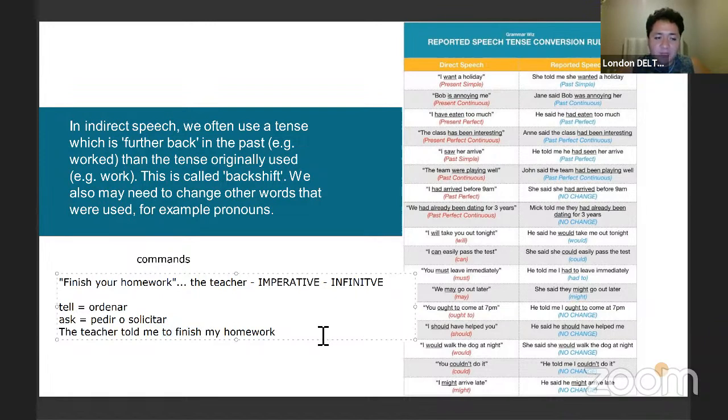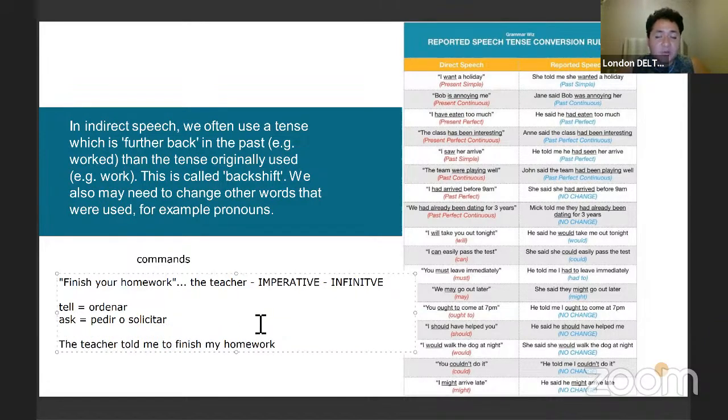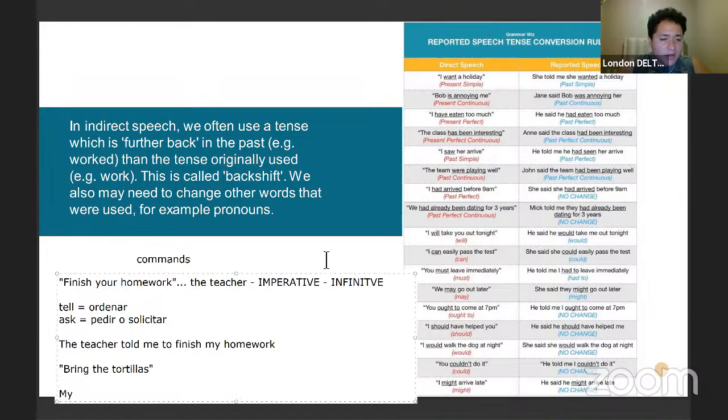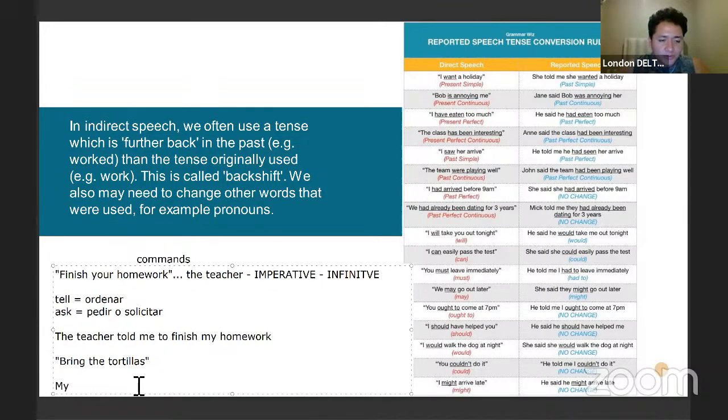Ok. Other example. En vez de tell, porque tell es ordenar, es como mandar, right? Y ask es pedirlo de manera educada. Okay, let's say your mom says, bring the tortillas. Trae las tortillas. Okay. So in this case, you would say, my mom asked me to bring the tortillas. All right. So I think this reported speech is the easiest, right?